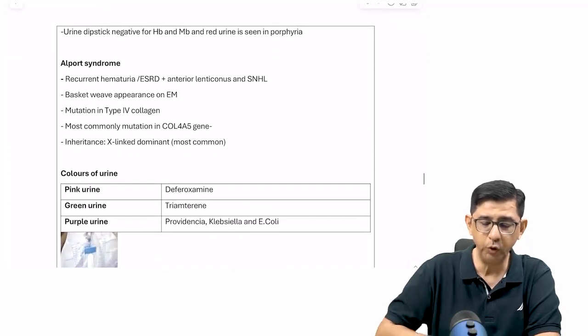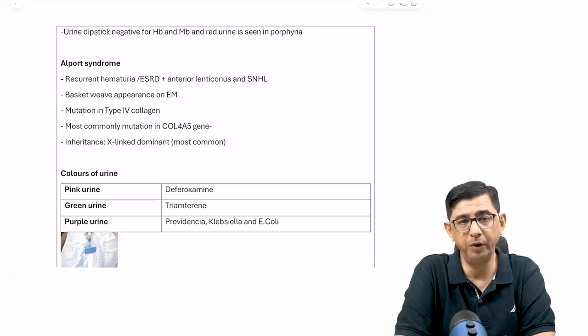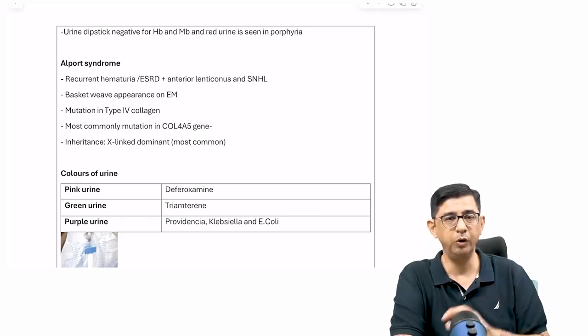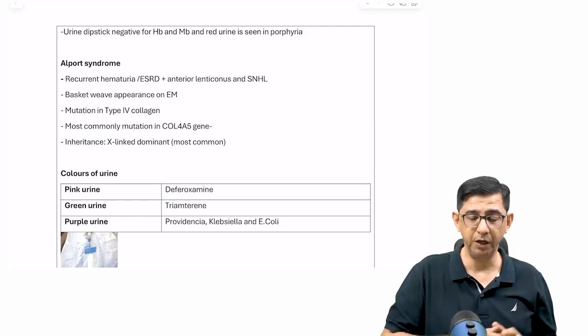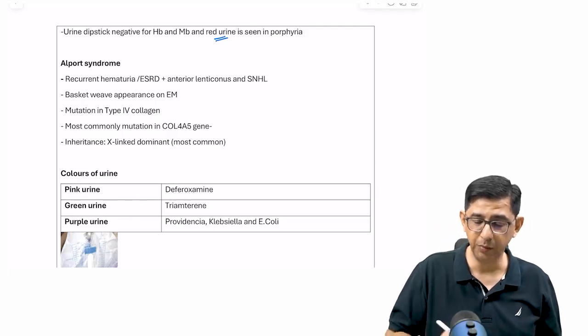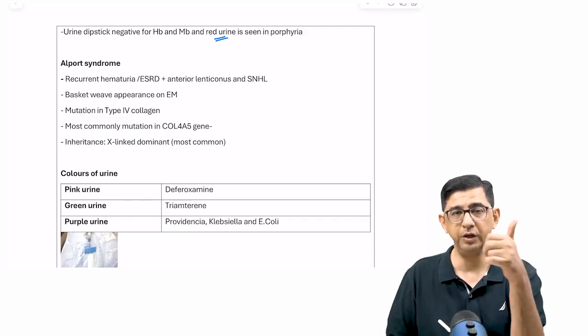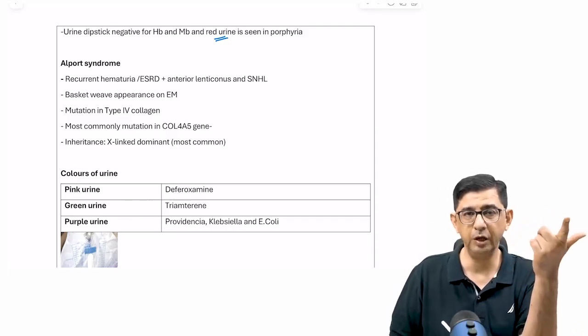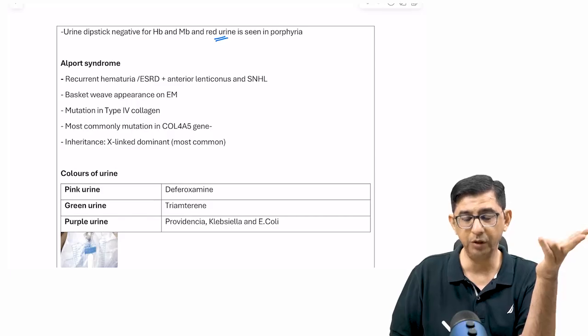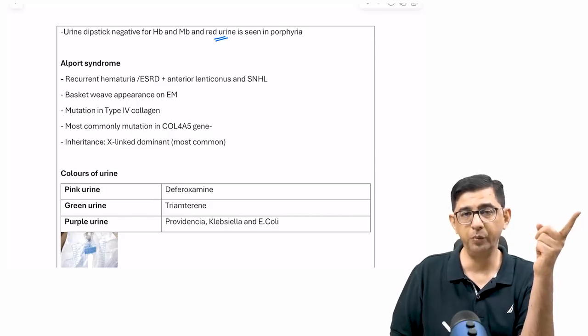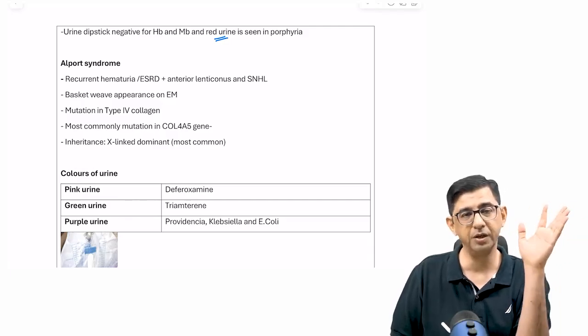Then, is the urine dipstick negative for hemoglobin and myoglobin? Normally the dipstick can detect both hemoglobin and myoglobin. If it is negative and the urine is still red, then it is going to be porphyria. So now we know 3 reasons why urine can be red. One is obviously hematuria, second can be myoglobinuria, third is porphyria. Hemoglobinuria, myoglobinuria and porphyria, reasons where the urine could be reddish.